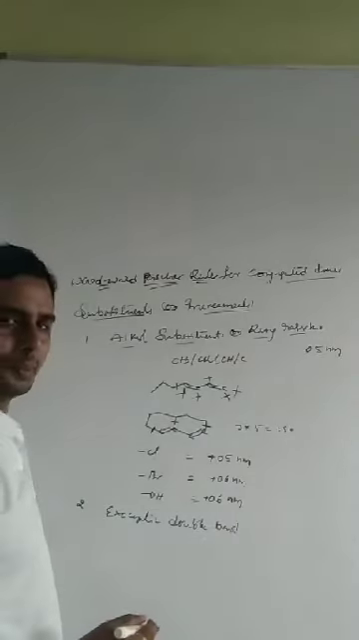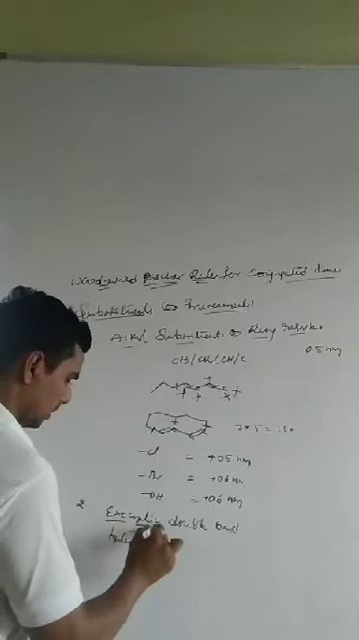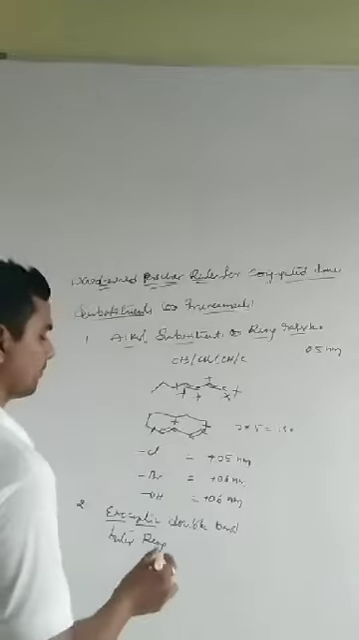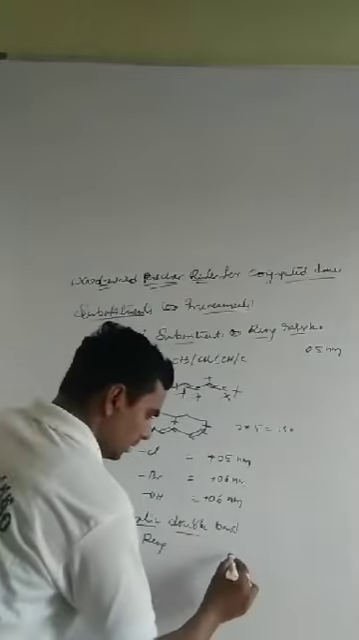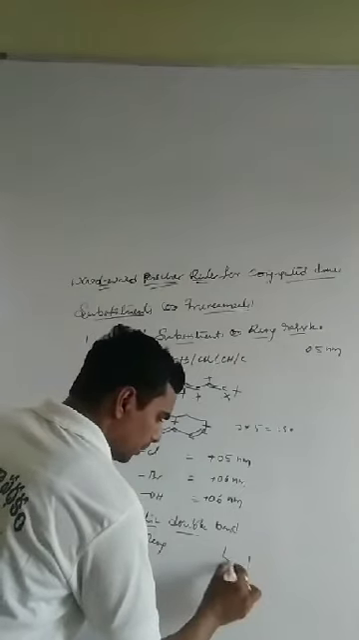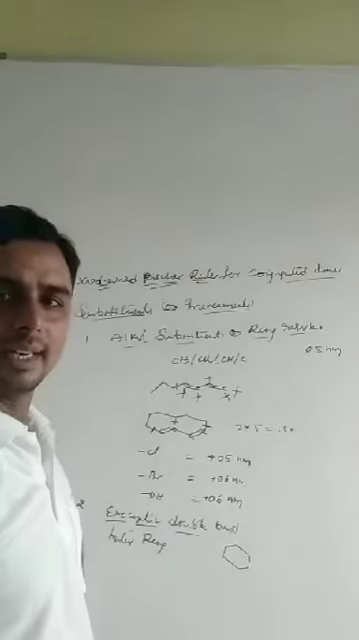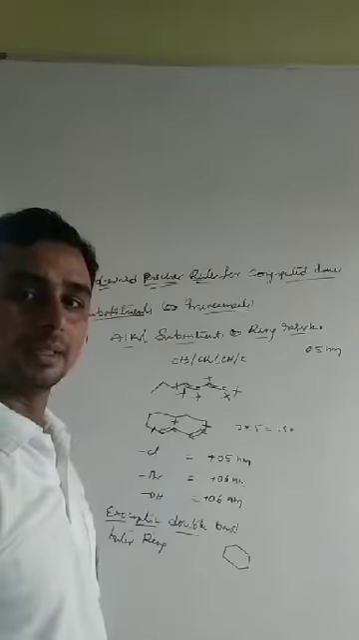Exo means outer ring. Outer ring double bond. The double bond which is attached to the conjugate systems is outside of the ring.